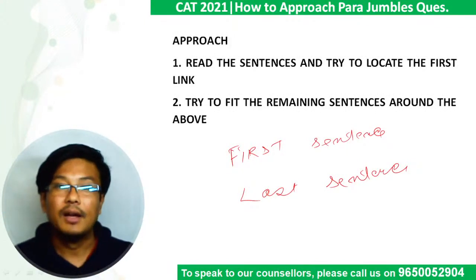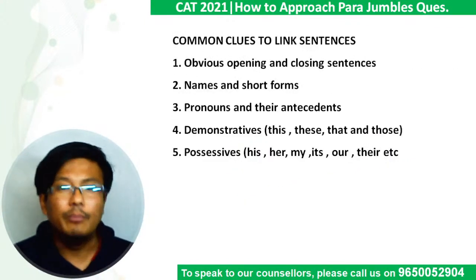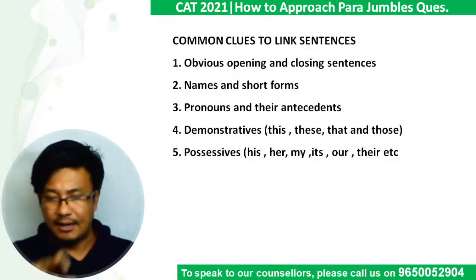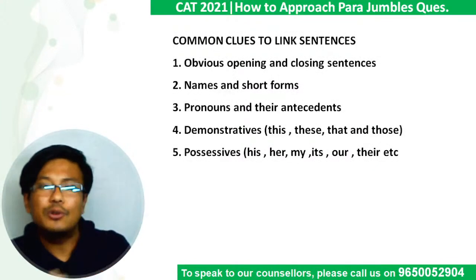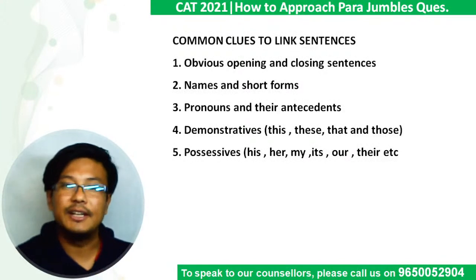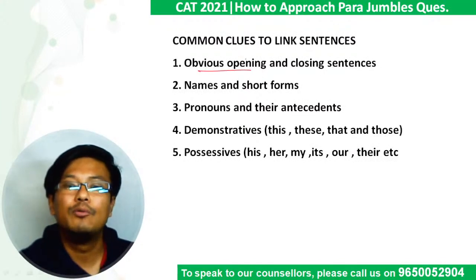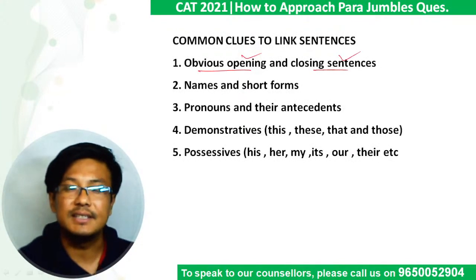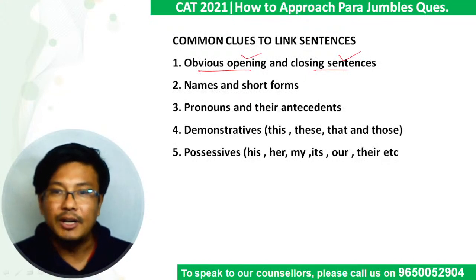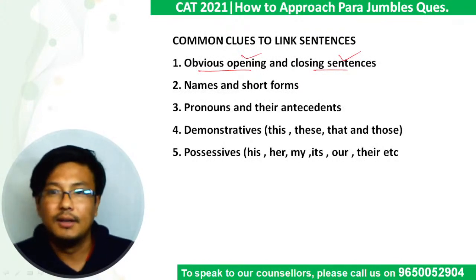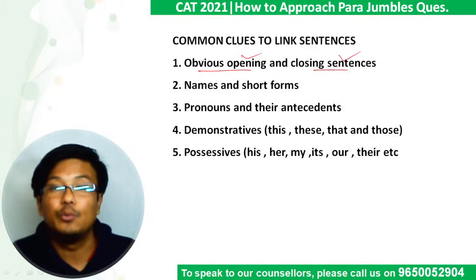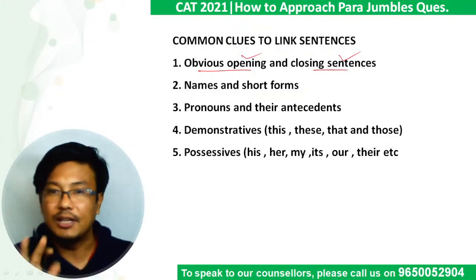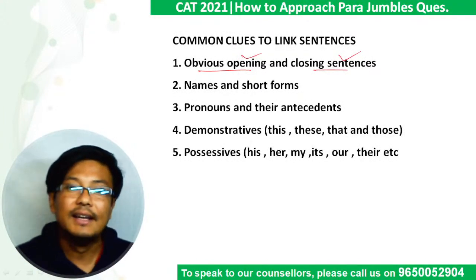Now, there are common clues to link sentences. And by the way, it all depends on how you link sentences. So let me tell you some common clues. First, obvious opening and closing sentences. If there are obvious opening and closing sentences, you should accept them. If they are not obvious, we should not be running after them.